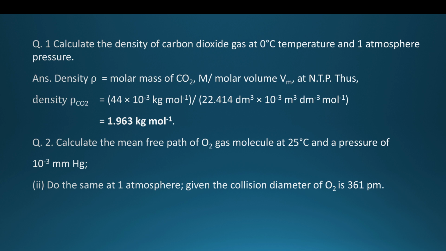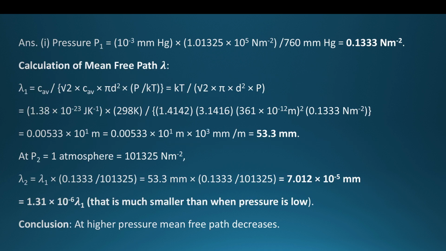Second question reads like this. Calculate the mean free path of O2 gas molecule at 25 degrees Celsius and a pressure of 10 to the power minus 3 millimeter mercury column. Second part of this question, do the same at 1 atmosphere pressure given the collision diameter of oxygen gas is 361 picometer. Calculation is done as follows.